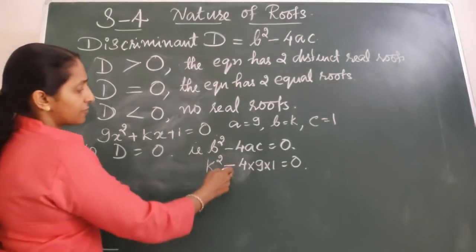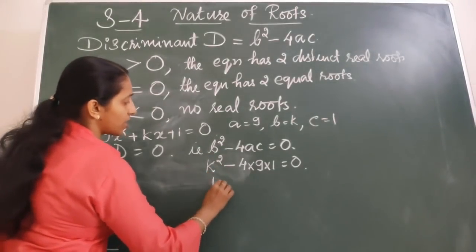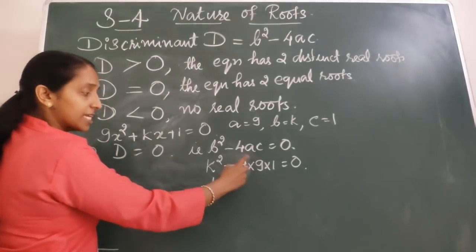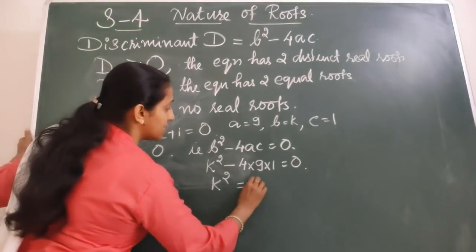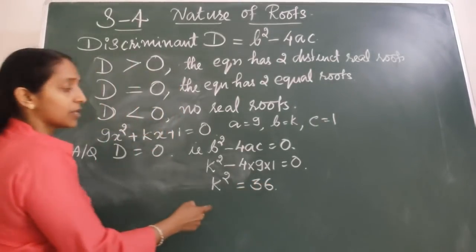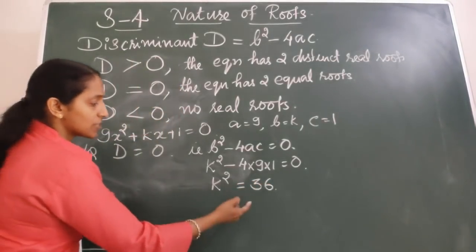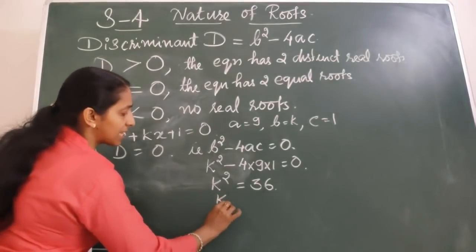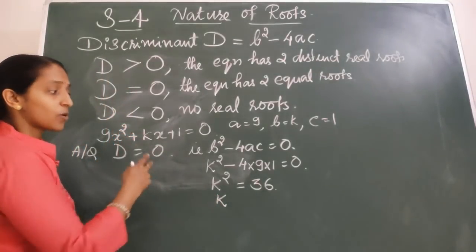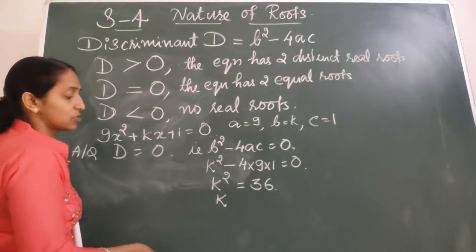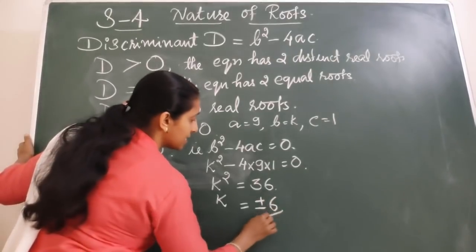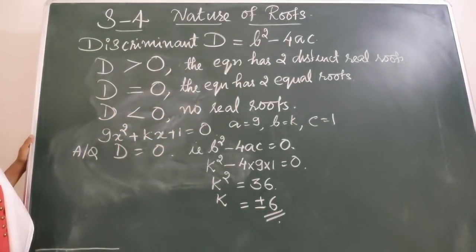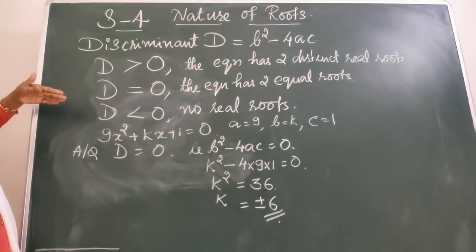Right? So after solving, you get k square, 4 nines are 36, minus 36 goes to the other side so it will be plus 36. So you get k square equal to 36. If k square equals 36, then k can take two values. We take the square root of 36, so k can be either plus 6 or minus 6. So this will be the answer: the value of k for which the equation has equal roots.